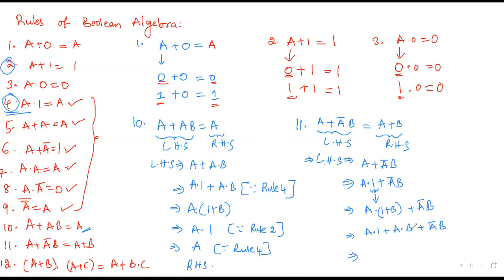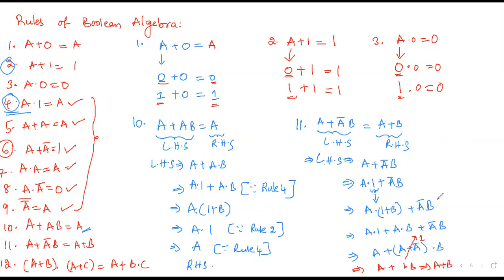Then we can bring out a and a bar. A into 1 is nothing but a only. You can take common a plus a bar into b. A plus a bar is nothing but 1. From rule number 6, a plus a bar is equal to 1. So you get a plus 1 into b. 1 into b is nothing but b only.